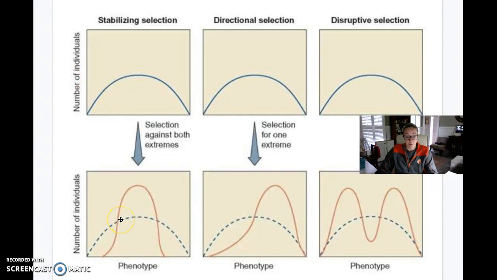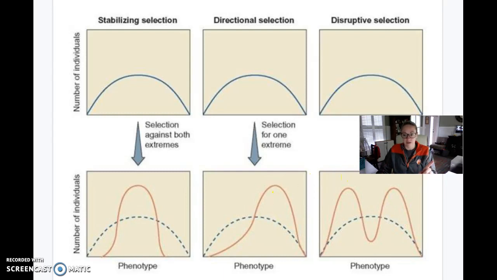So that solid blue line gets squished in, and the number of individuals with that average trait increases. So tall and skinny, that's stabilizing. If I look at directional, again, it started with the same amount of individuals as the first one. Now we're selecting for one of the extremes, either the extreme left or the extreme right. So if I follow down, the red line shifts to the right. The bell curve shifts to the right. That's directional, moves in one direction, either to the right or to the left.